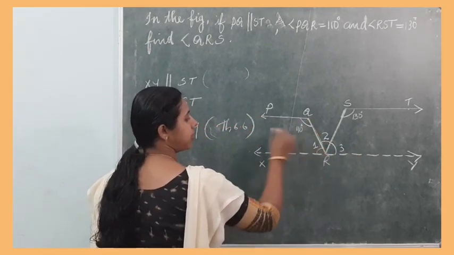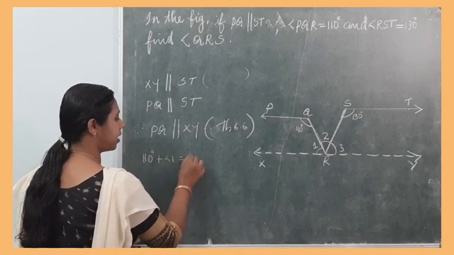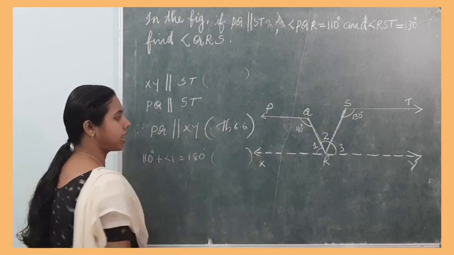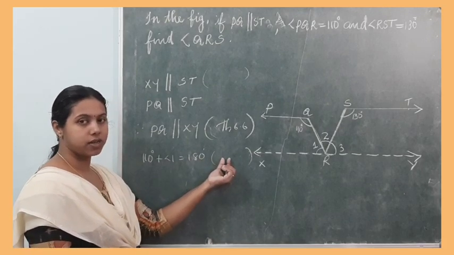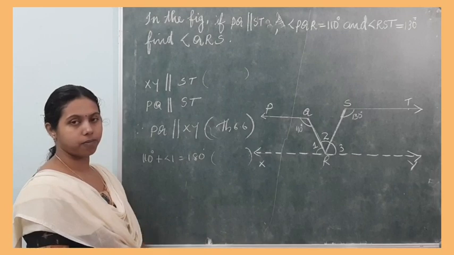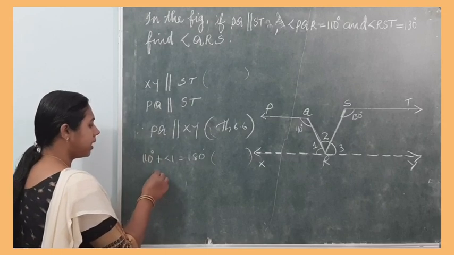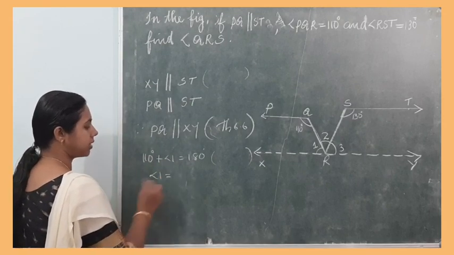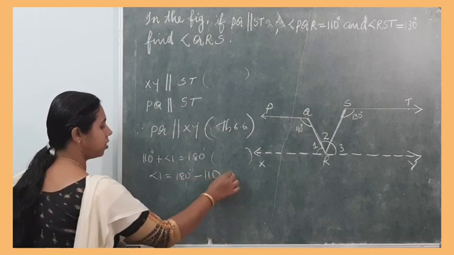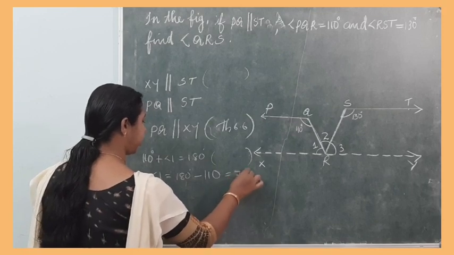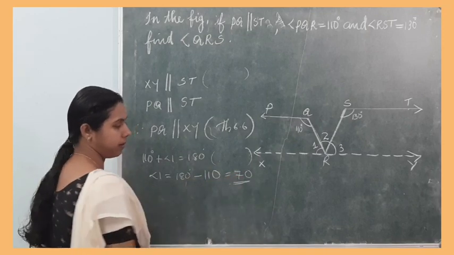So using this we can find angle 1 because 110 plus angle 1 is equal to 180 degree because interior angles on the same side of the transversal is supplementary, or you can write the theorem 6.4, not 4, 6. Yes, it is 6.4. Then therefore angle 1 is equal to 180 degree minus 110, which is equal to 70 degree. So angle 1 we got 70 degree.